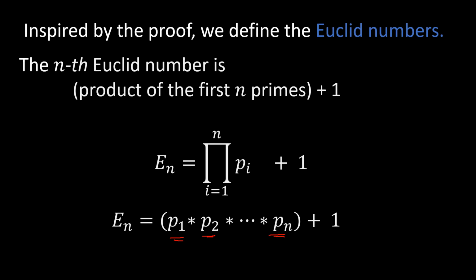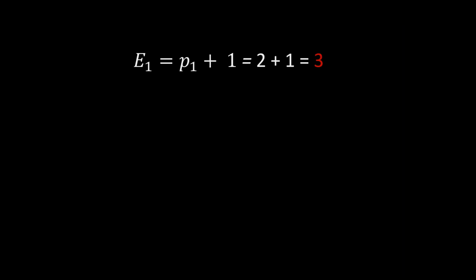Now in Euclid's proof, we don't know if this number is prime or not. It could be prime, it could be not prime. So that's just an Euclid number. So let's do a little bit of computations here.